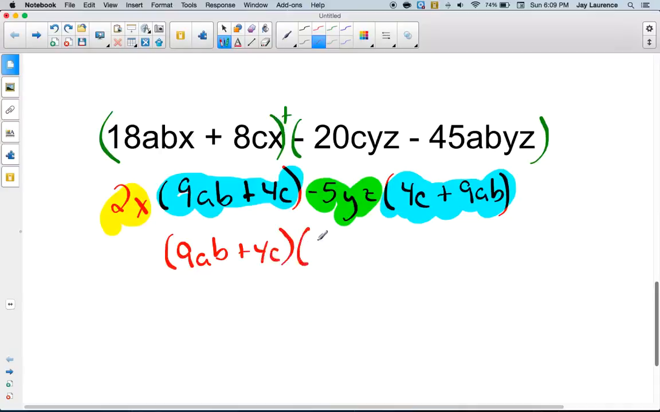All right, and then it's going to be times 2x minus 5yz. All right, that's it for your factor check video. Hopefully factoring by grouping is not a big deal for you, ladies and gentlemen.